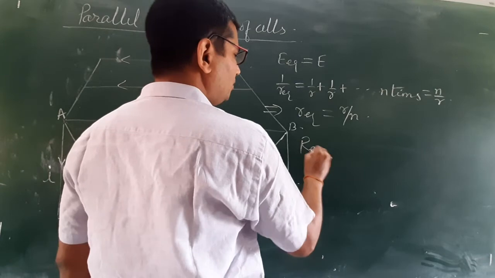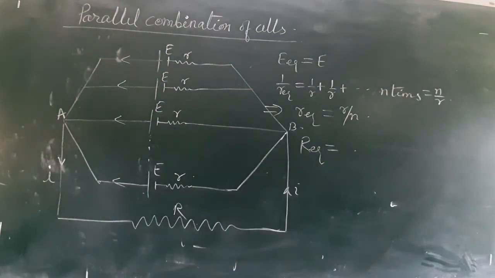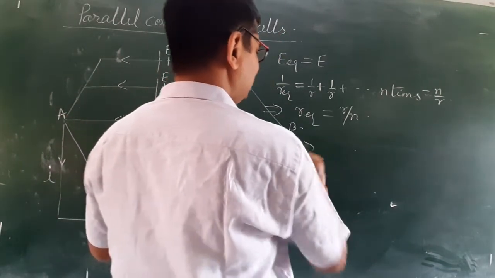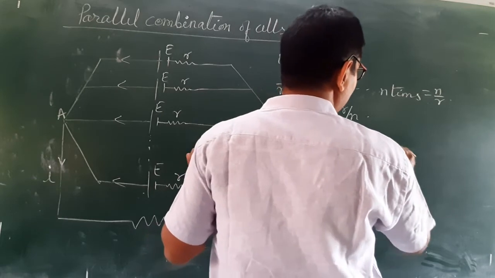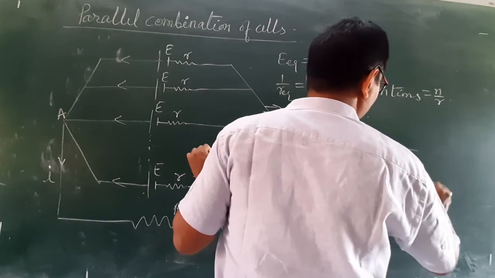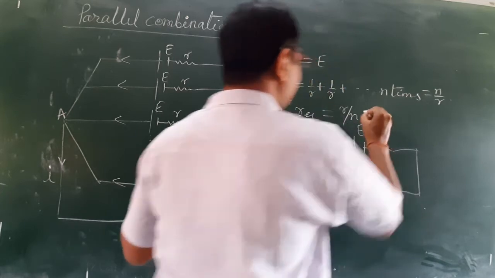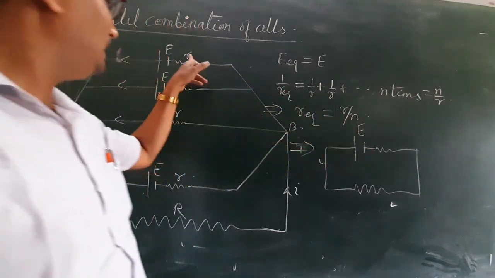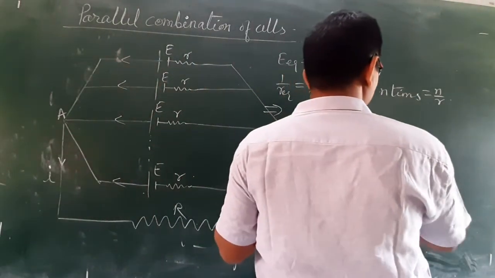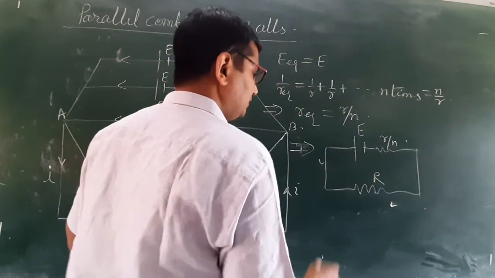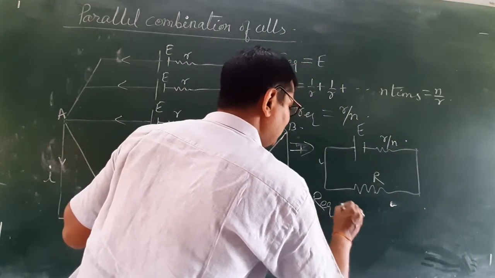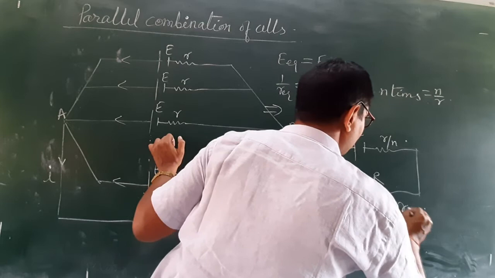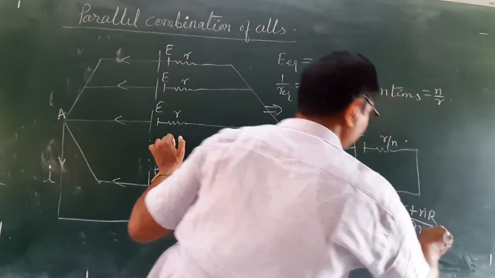So, what about the total equivalent resistance of the circuit? You can replace this diagram by a single diagram. We have a single cell. Its equivalent EMF is E, because all the cells are connected in parallel, and equivalent internal resistance is R by n. And this is the external resistance. So what about the equivalent resistance of the circuit? That will be R upon n plus capital R, and this will be (r + nR) upon small n.